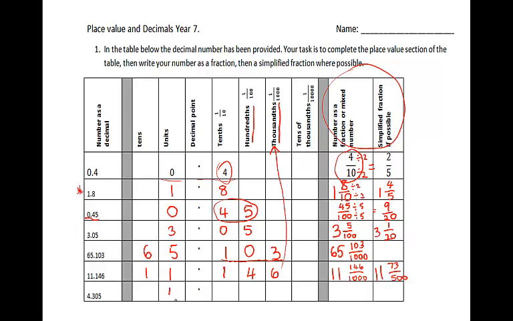Last one, 4 units, 3/10, no hundredths, 5 thousandths is 4 and 305 over 1,000. Again, looking to see what goes into 305 and 1,000. If a number ends in 5 or 0, we know 5 goes into it, so that might be our starting point. 5 goes into 305 61 times, and it goes into 1,000 200 times. Alright, so there's some pretty clear instructions on how to change a decimal number into a fraction.